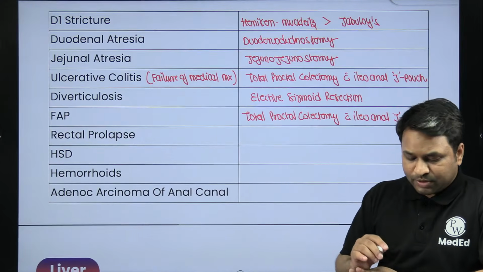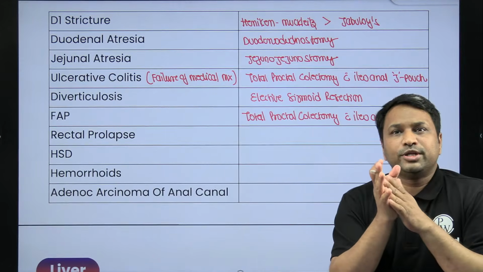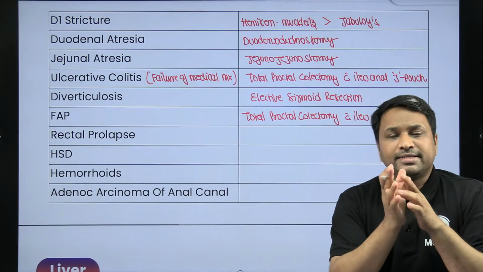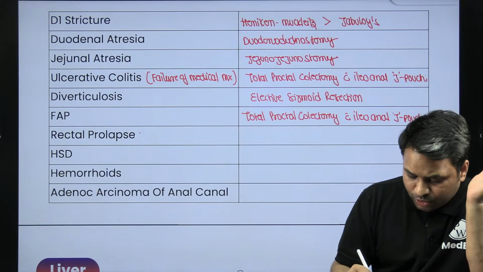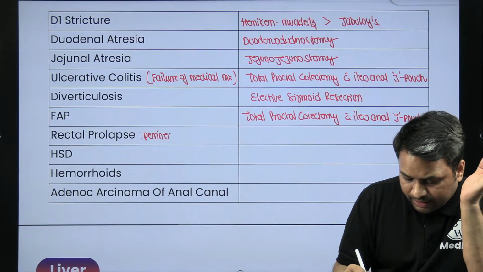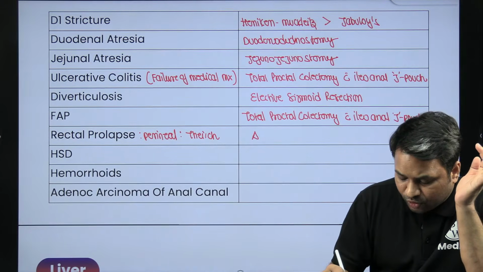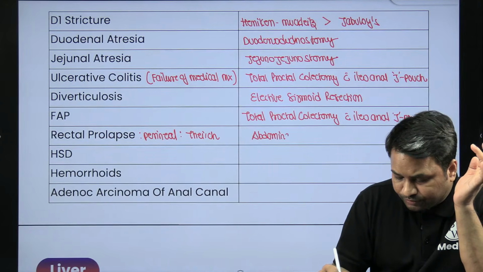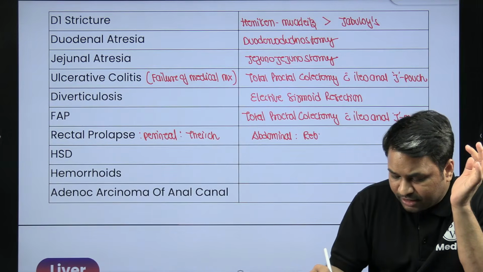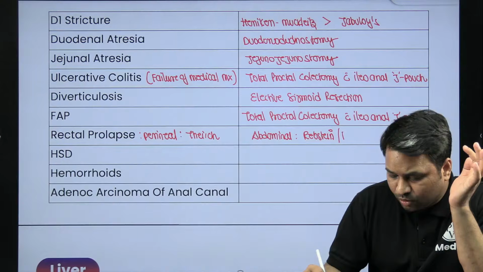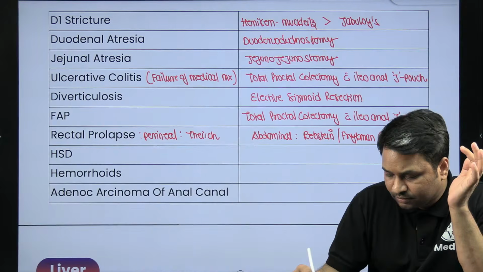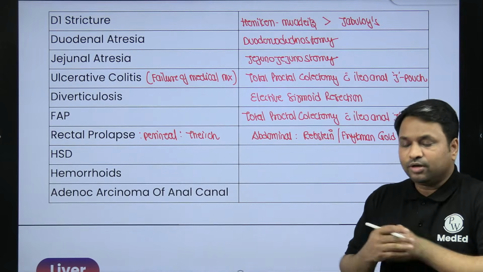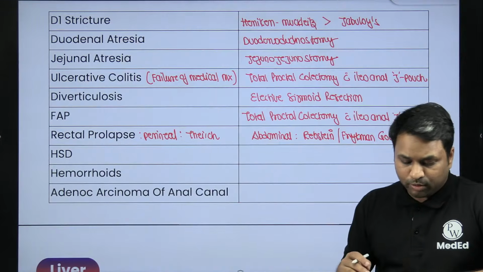For rectal prolapse, you should know which of the following is an abdominal approach and which is a perineal approach. In the perineal approach, remember the Thiersch wiring. And for the abdominal approach, remember Ripstein and Frykman-Goldberg.